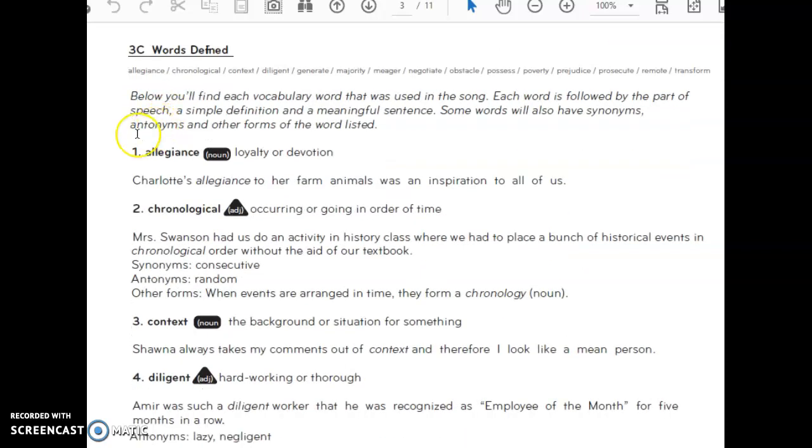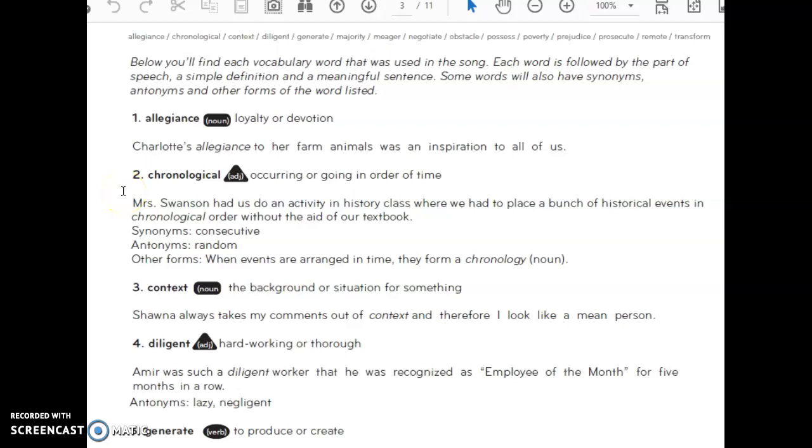Our first word is allegiance. It's a noun. Allegiance means loyalty or devotion. So Charlotte's allegiance to her farm animals was an inspiration to all of us. This is when you have loyalty, you have allegiance.